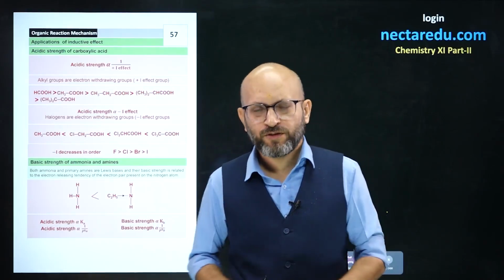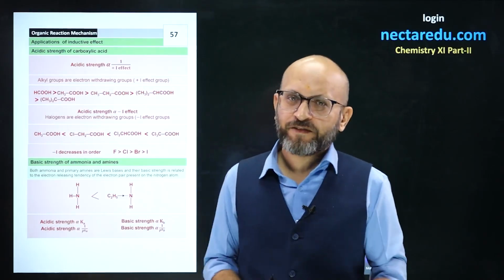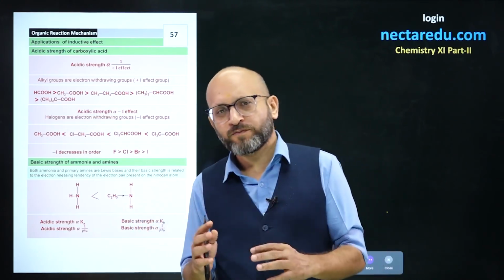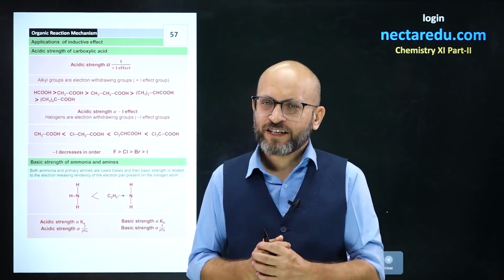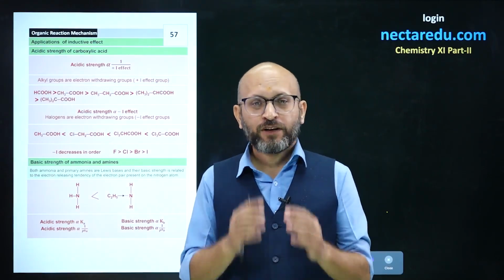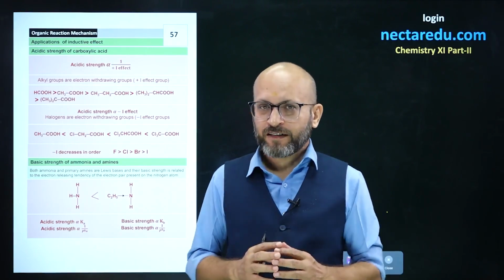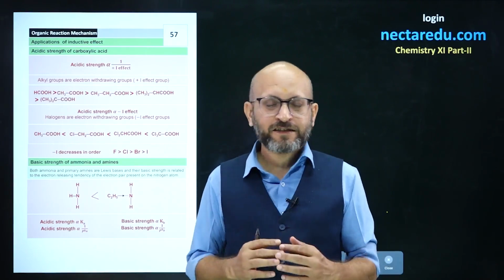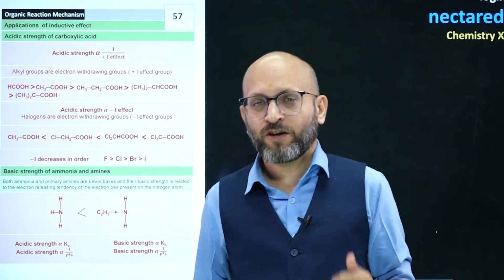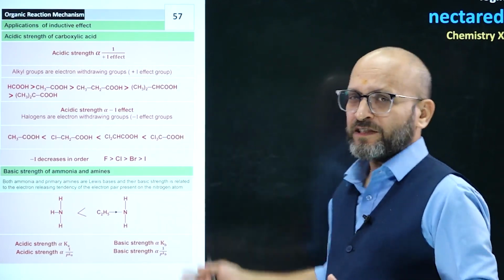So here we are going to discuss the effect of inductive effect on acidic strength. Electron withdrawing groups basically increase acidic strength and electron donating groups decrease acidic strength. So if a group has minus I effect, acidic character increases. If a group has plus I effect, acidic character decreases. Alright, so we have a few examples out here.